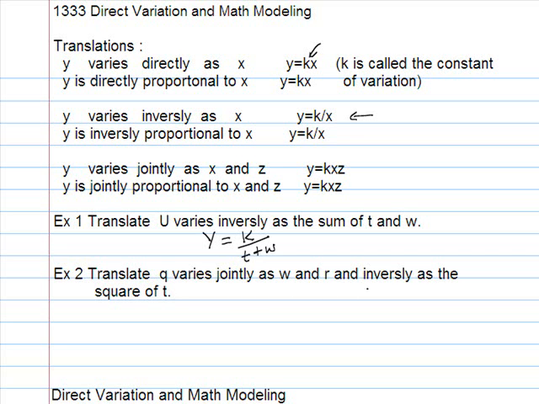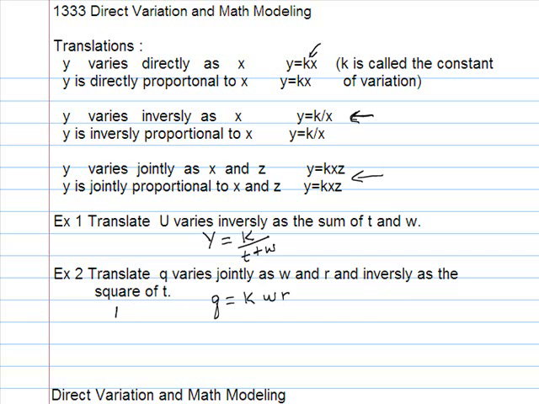Translate q varies jointly as w and r, and inversely as the square of t. So what we're doing here is putting two of these together. We're putting the varies jointly translation together with the varies inversely to form a single equation. Each time you do this, you're setting up a single equation. Don't think that this is two different setups. Q varies jointly as w and r, so q equals k times wr. And it varies inversely as the square of t.